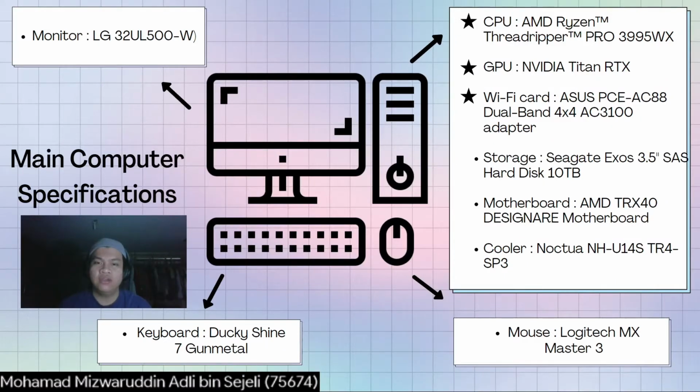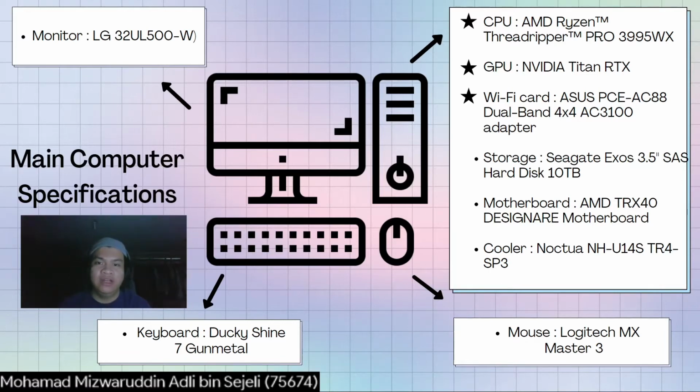Now, I will talk about the main computer specifications. The CPU is the AMD Ryzen Threadripper Pro 3995WX. This CPU has 64 cores and 128 threads, which will massively improve the image processing performance. Next is the GPU, the NVIDIA Titan RTX. This GPU has 4608 GPU cores running at 1770 MHz boost clock, which again will greatly improve the image processing performance.